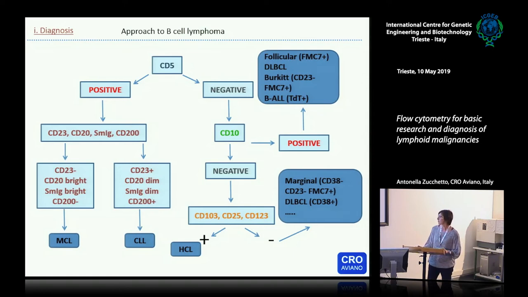Of course, one important thing is that all these data have to be integrated with morphologic and, in particular, genetic data, because each lymphoid malignancy, or most of the lymphoid malignancies, also have a genetic signature in terms of, for example, translocations.